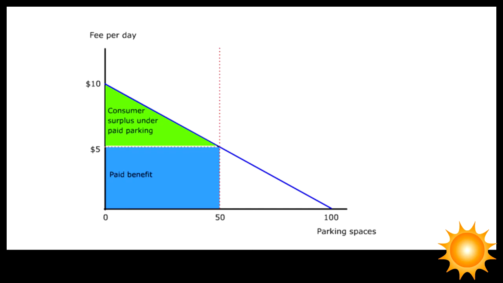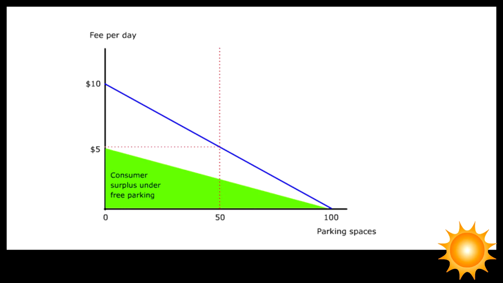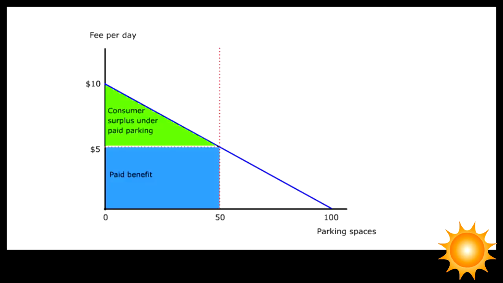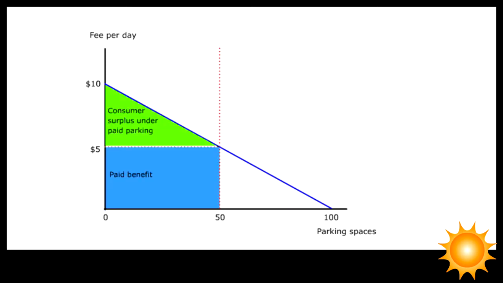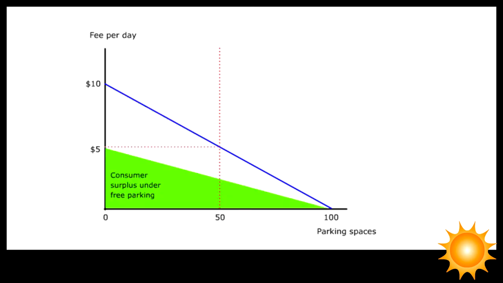Let's compare the benefit of paid parking versus free parking. If the total benefit of paid parking exceeds the probabilistic consumer surplus under free parking, then paid parking is more efficient than free parking. We only need to compare the blue area with the large green area. It turns out that the large green area is equal in area to the blue area.